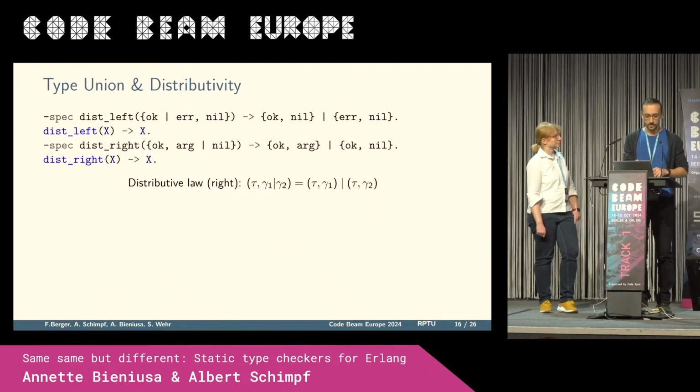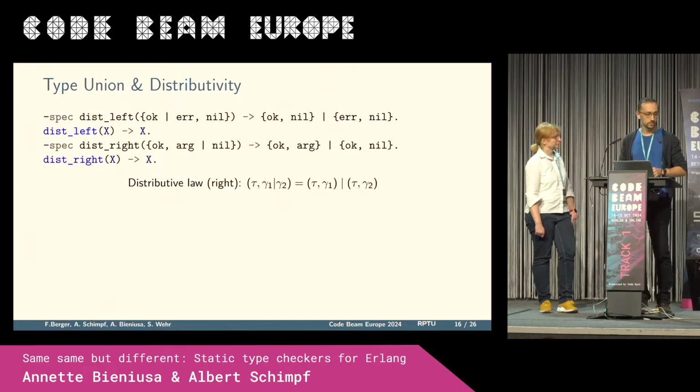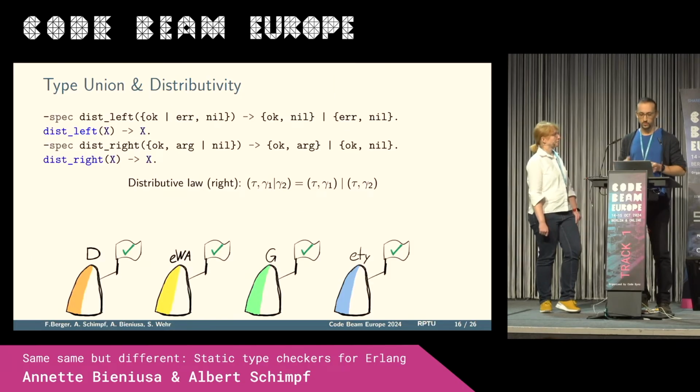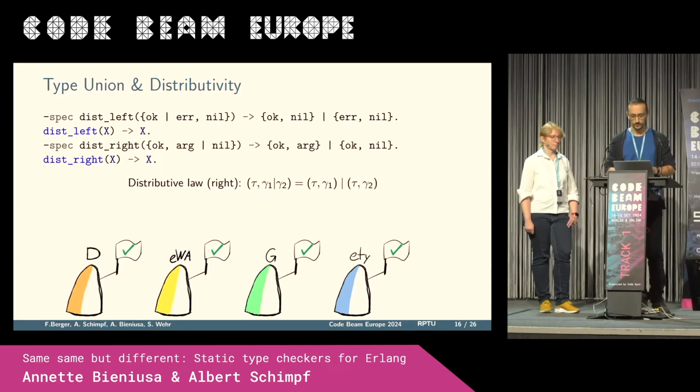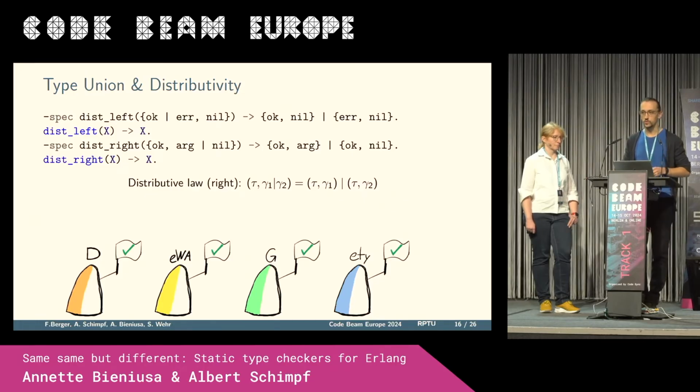And mathematically speaking, this is how you would write such a law. And all tools agree these test cases should pass. That's nice. So this code will not crash. It's okay.